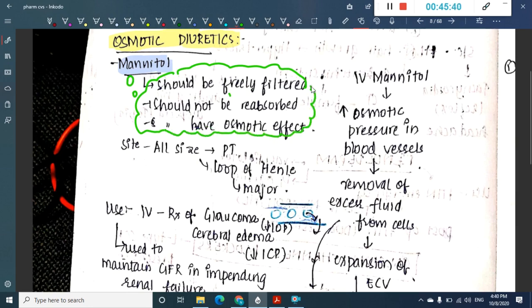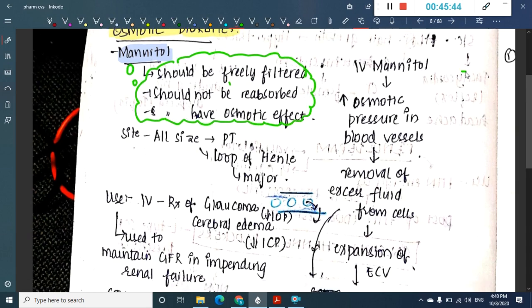Once you give IV mannitol, it enters the blood vessels. That drug is present in the blood vessels. What does this do? It increases the osmotic pressure in the blood vessels, because it is an osmotic agent. So there is increased osmotic pressure here and decreased osmotic pressure outside.